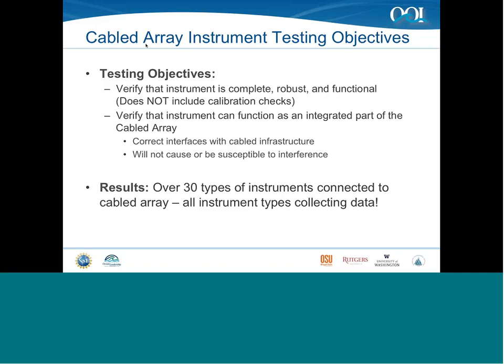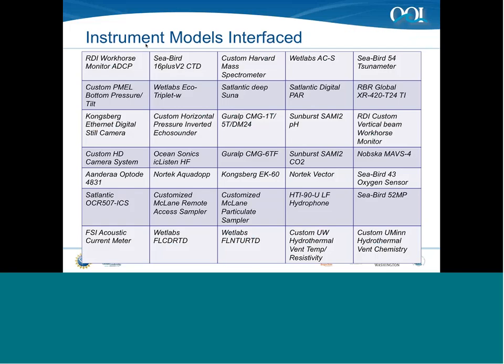The second is just to verify that the instrument can function as an integrated part of the cabled array, so that it has the correct interfaces and that it won't be susceptible to or cause interference to other instruments on the array. So far, over 30 different types of instruments have been connected to the cabled array, and all of those types are working and collecting data. That's just a short list of the instruments so far that we've connected to the cable.